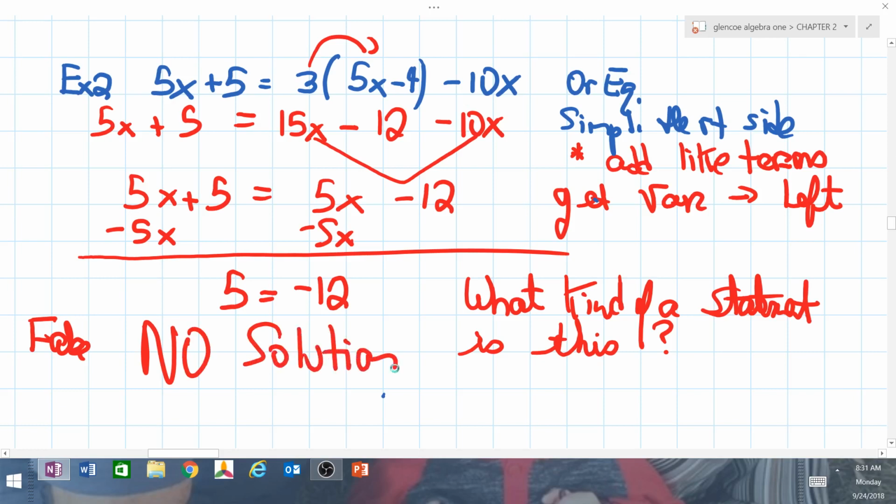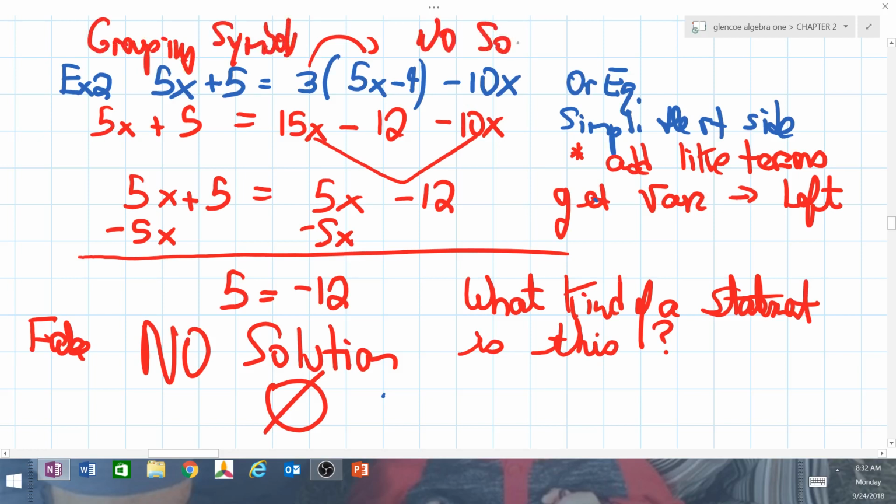And you could write no solution, or you could write the empty set. Are you with me? Yes? So this is an example using grouping symbols, and it is a no solution.